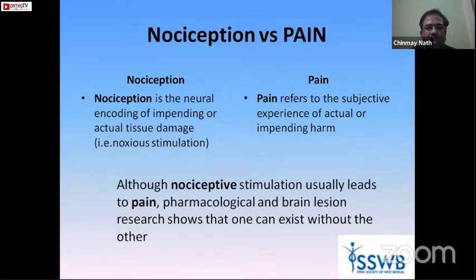So what is the difference between nociception and pain? Nociception is the neural encoding of impending or actual tissue damage. That means noxious stimulation. Pain refers to a subjective experience of actual or impending harm to the individual. Although nociceptive stimulation usually leads to pain, pharmacological and brain lesion research shows that one can exist without the other.